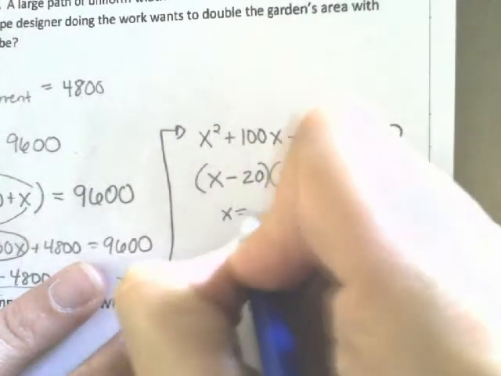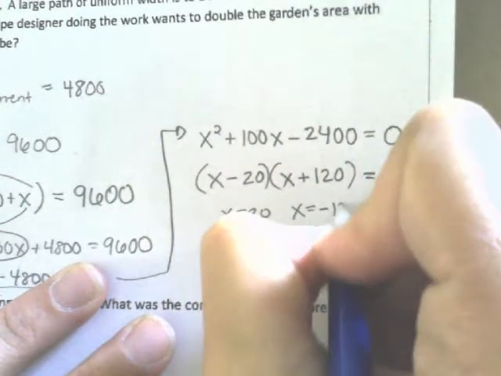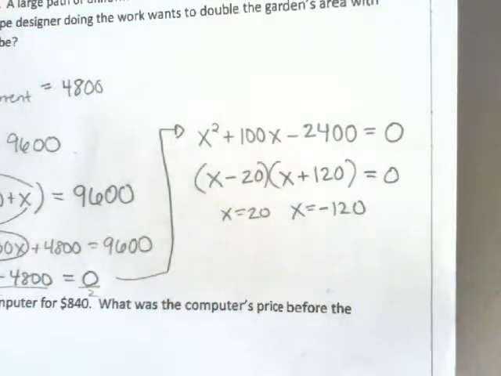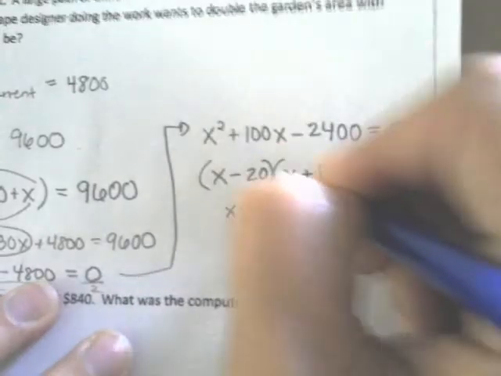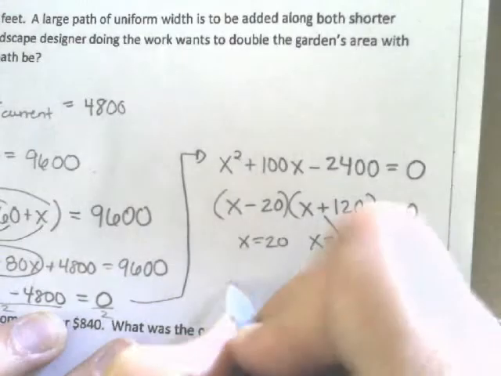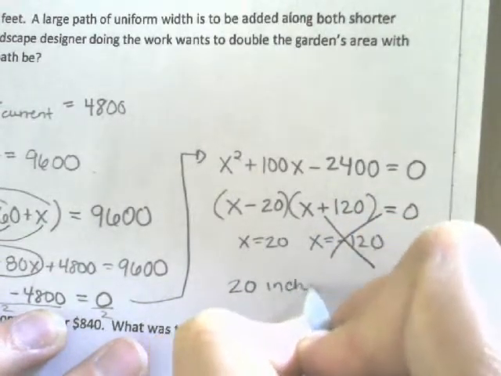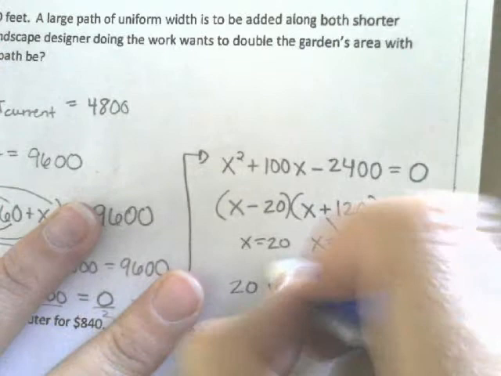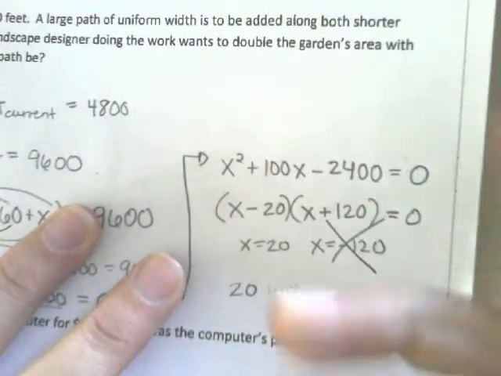So x equals 20, or x equals negative 120, and then think back to the context of the problem. X was the width of the sidewalk. So get rid of your negative, and your answer would be 20 feet. Thought we were in inches for a second. We are in feet.